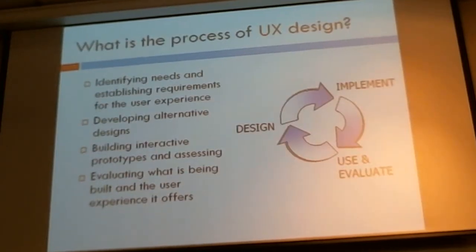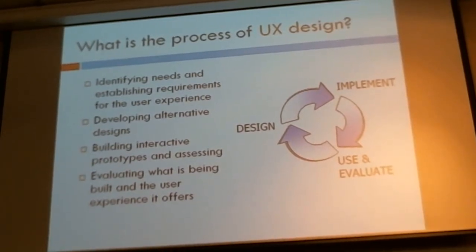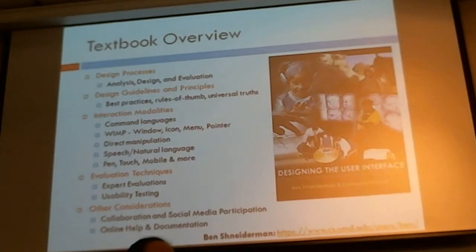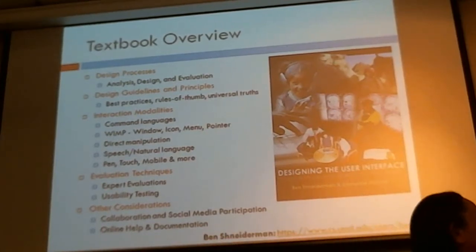All right. So this is the process of UX design. You identify the needs and establish requirements for the user experience. You then develop alternate designs, and this is even before you write a line of code. You build interactive prototypes and assess those prototypes, and then you actually evaluate what's being built and the user experience that it offers. And based on that, you redesign it. So you can see here, it's a cyclical or iterative process. And that's what you're going to be doing in your group projects this semester.